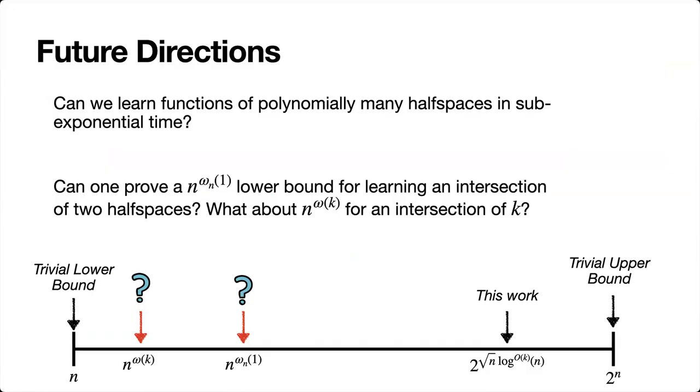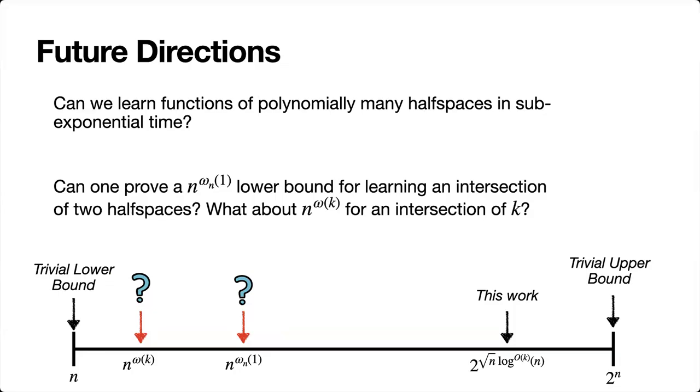Another question is maybe more basic: is there a super polynomial lower bound, let's say in the SQ model or under cryptographic or average case assumptions, for learning an intersection of two half spaces? Is this problem actually hard without any assumptions on the distribution? Another question that seems interesting to me is, can we prove an n to the omega of k lower bound for an intersection of k half spaces?